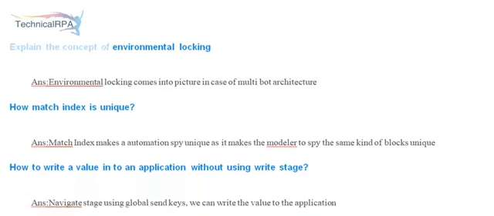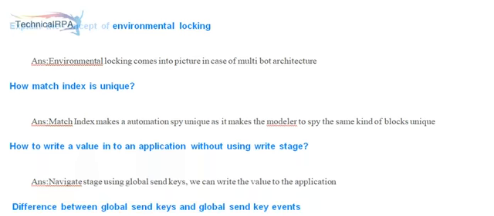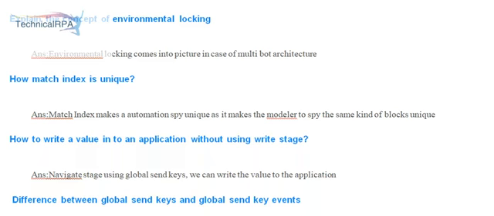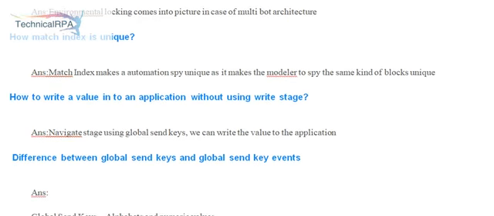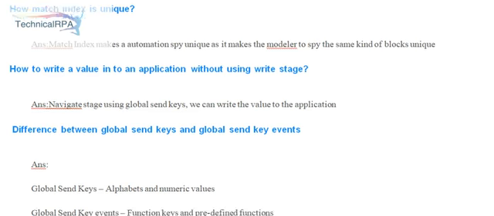Explain the concept of environmental logging. Environmental logging comes into picture in case of multi-bot architecture. How is match index unique? Match index makes an automation spy unique as it makes the modeler spy the same kind of blocks uniquely.